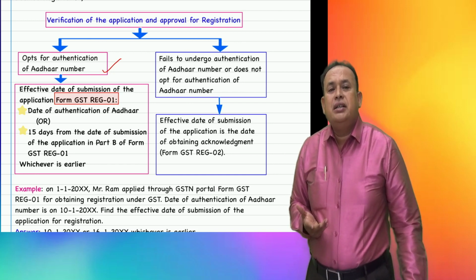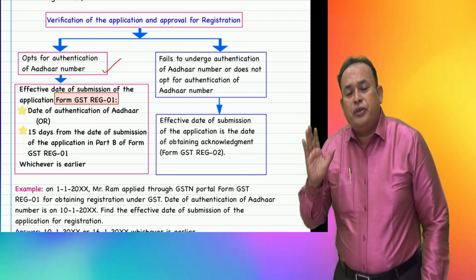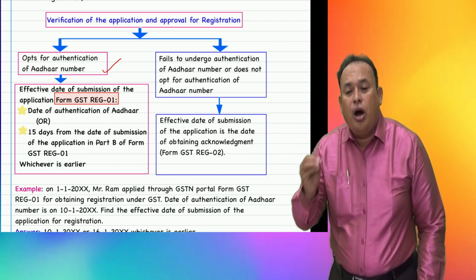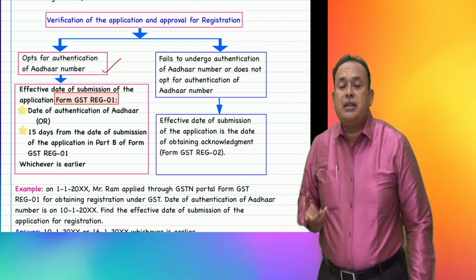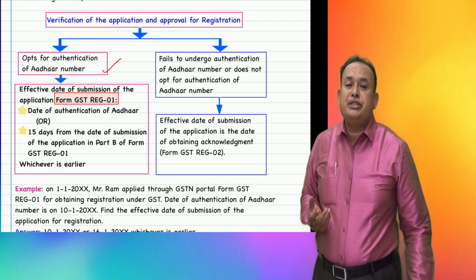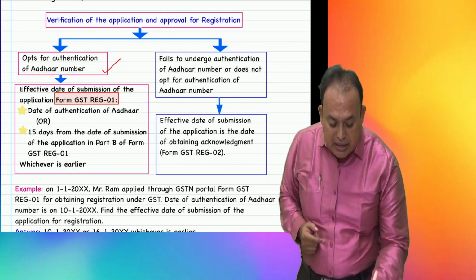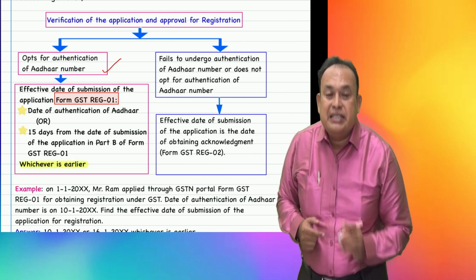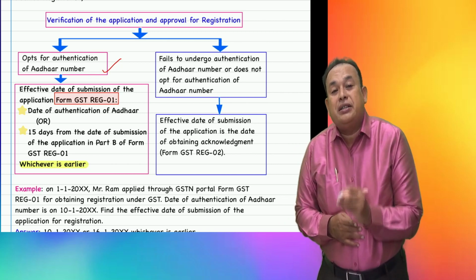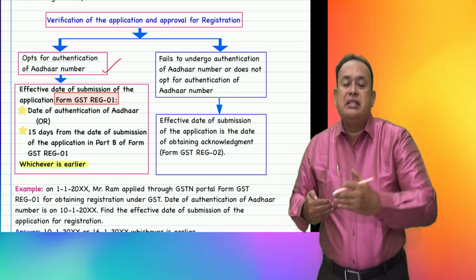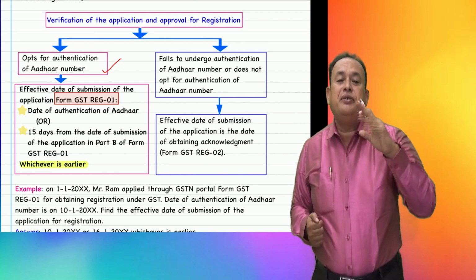In that case, date of Aadhaar authentication, or 15 days from the date of submission of the part B of the GST REG01. Among these two dates, whichever is earlier is the effective date of submission of my application for the want of registration. From that date onwards, within 7 working days, department will grant the certificate of registration to me.